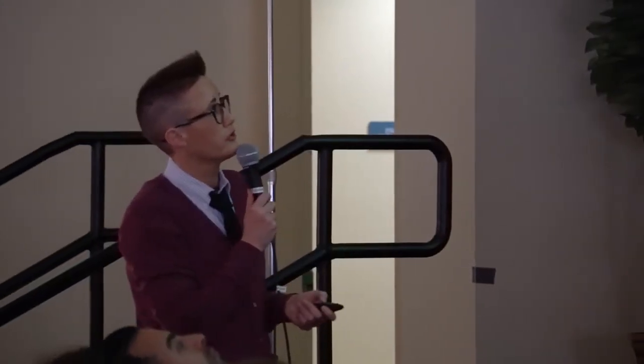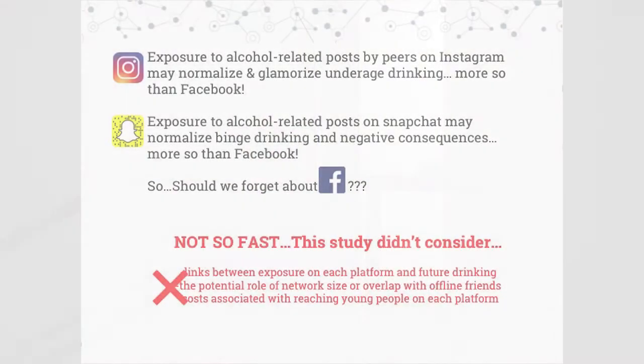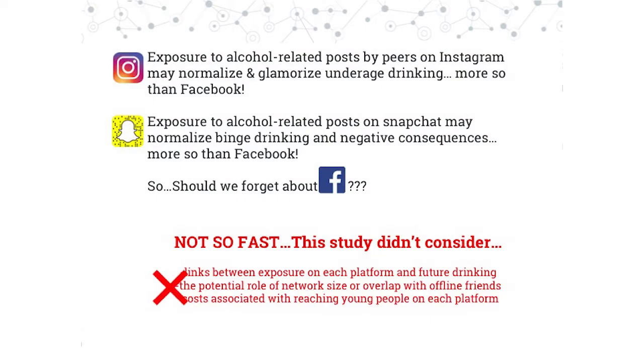For consequential alcohol-related posts, this data is almost perfect, where the probability of Snapchat winning is almost 1 across all these posts. So what we found here was that exposure to alcohol-related posts by peers on Instagram could normalize and glamorize underage drinking more so than Facebook, so maybe we should be focusing on Instagram. And then also that on Snapchat, exposure to these consequential alcohol-related posts may normalize binge drinking and negative consequences much more so than Facebook, so maybe we should be focusing on Snapchat.